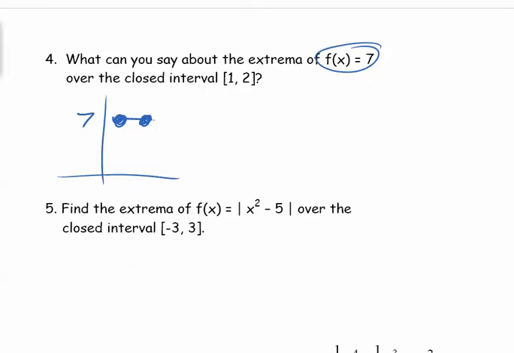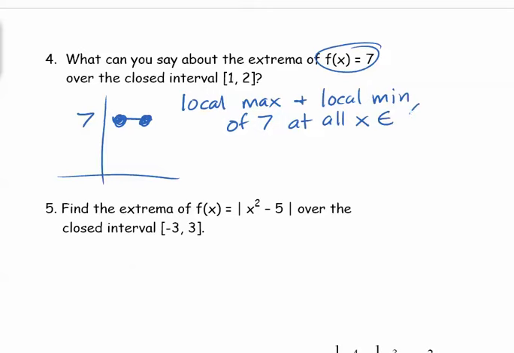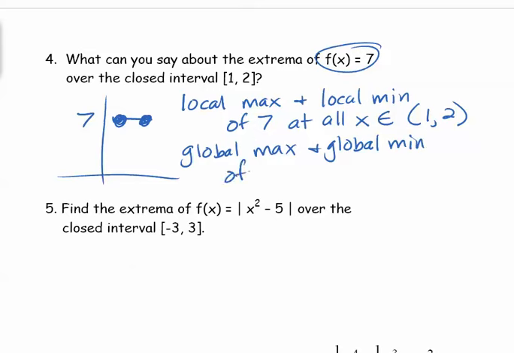So remember how we had to handle this, that the local cannot be at the endpoint. So there's a local max and a local min of 7 at all x in the open interval from 1 to 2. And there is a global max and global min of 7 at all x in the closed interval, because the endpoints can be included for globals.